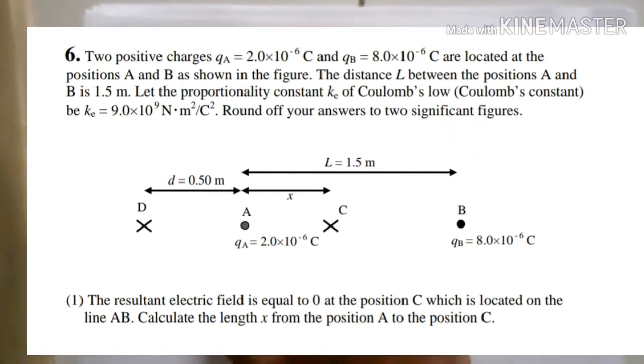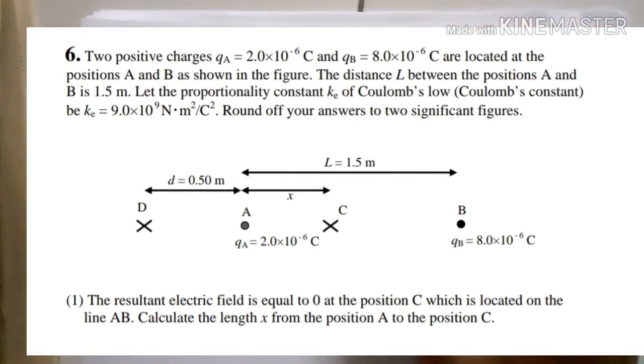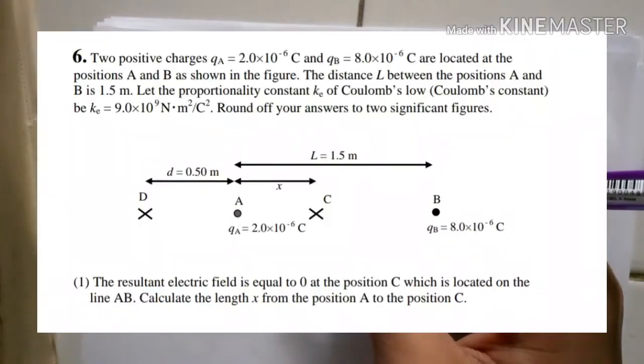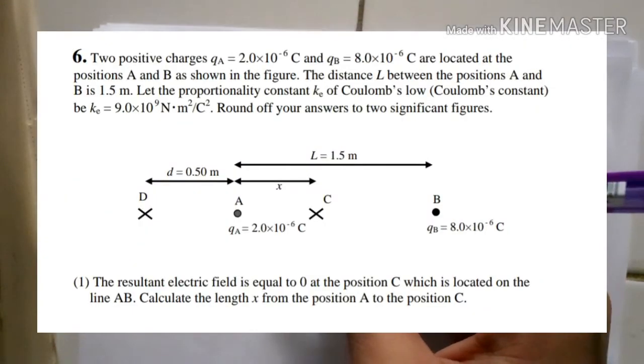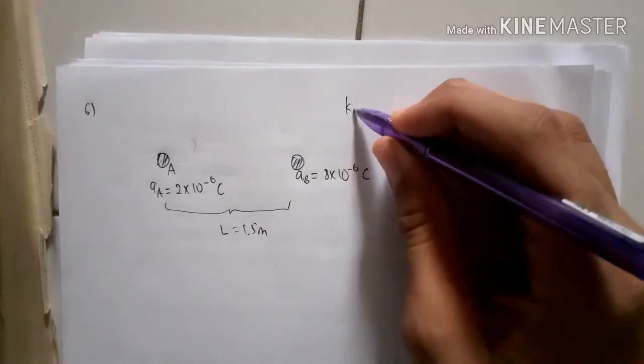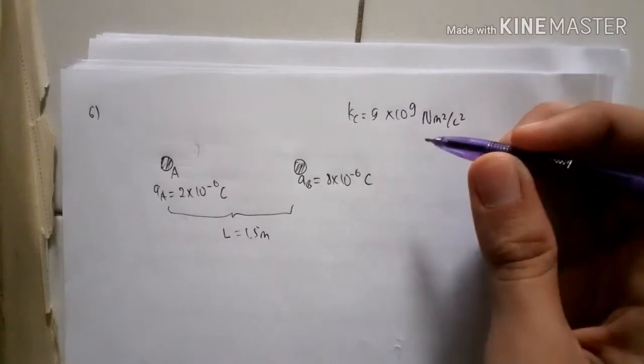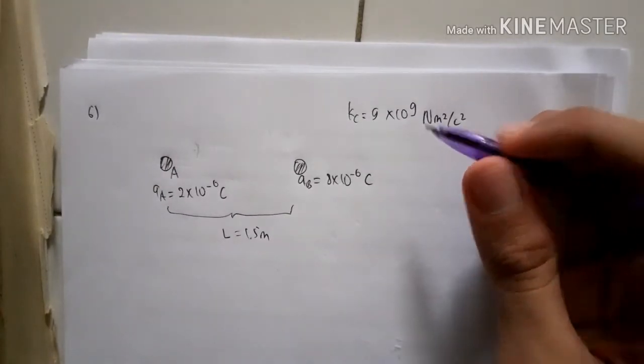So there's a charge A, the value is 2 times 10 to the power of minus 6 Coulomb. Then there's a charge B with the value of 8 times 10 to the power of minus 6 Coulomb, located at position A and B. There's a distance L, let's say the distance is 1.5 meters, and the proportionality constant Kc of Coulomb's law. That is just Coulomb's constant, 9 times 10 to the power of 9 Newton meter squared over Coulomb squared, and round off your answers.